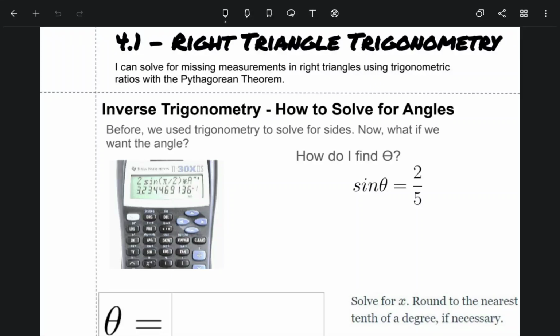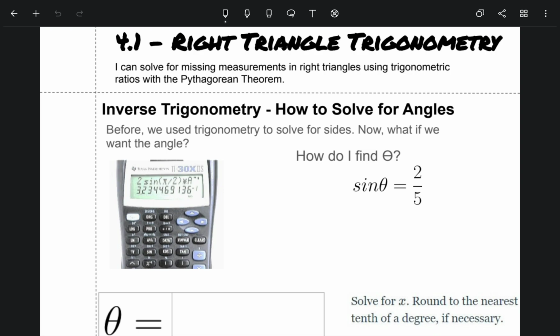Today we're finishing objective 4.1, right triangle trigonometry. The objective is that we can solve for missing measurements of right triangles using trigonometric ratios with Pythagorean theorem. Now we are going to be looking at inverse trigonometry, which is how we are going to solve for angles. So we left off in the last video looking at some of the calculator functions. Now we're going to look at some of the inverses.